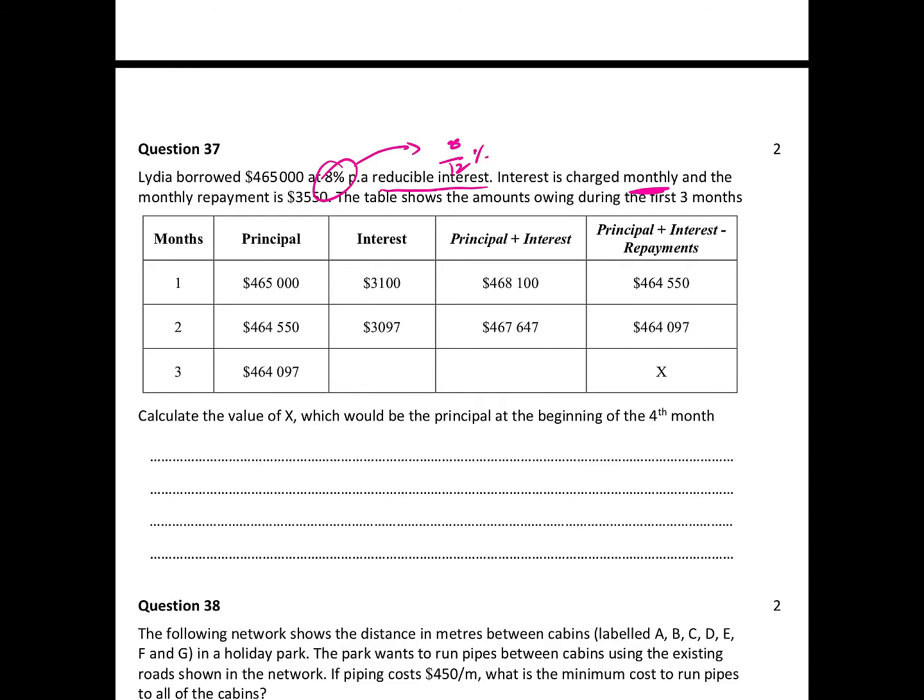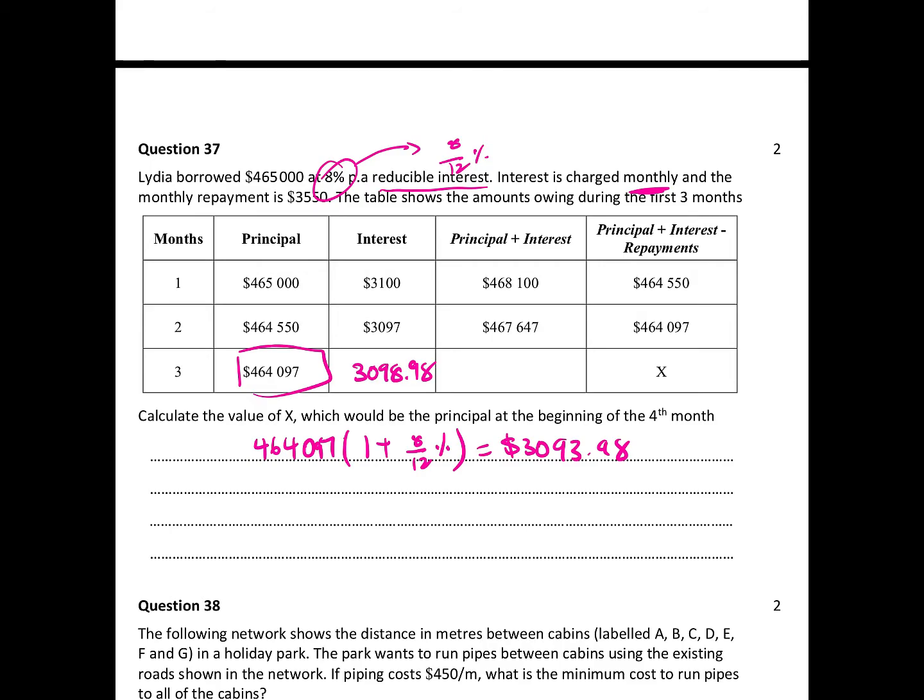Okay, I need to now calculate the interest, so it's already done the first 2 months. I need to find out what X is. So in order to get X, I need to determine what the interest and what the principal and interest is. So let's first find out what the interest is for month 3. I now owe $464,097. I'm going to be charged interest, which is 8 out of 12% for that single month. Okay, and that gives me $3,093.98. So that's that there.